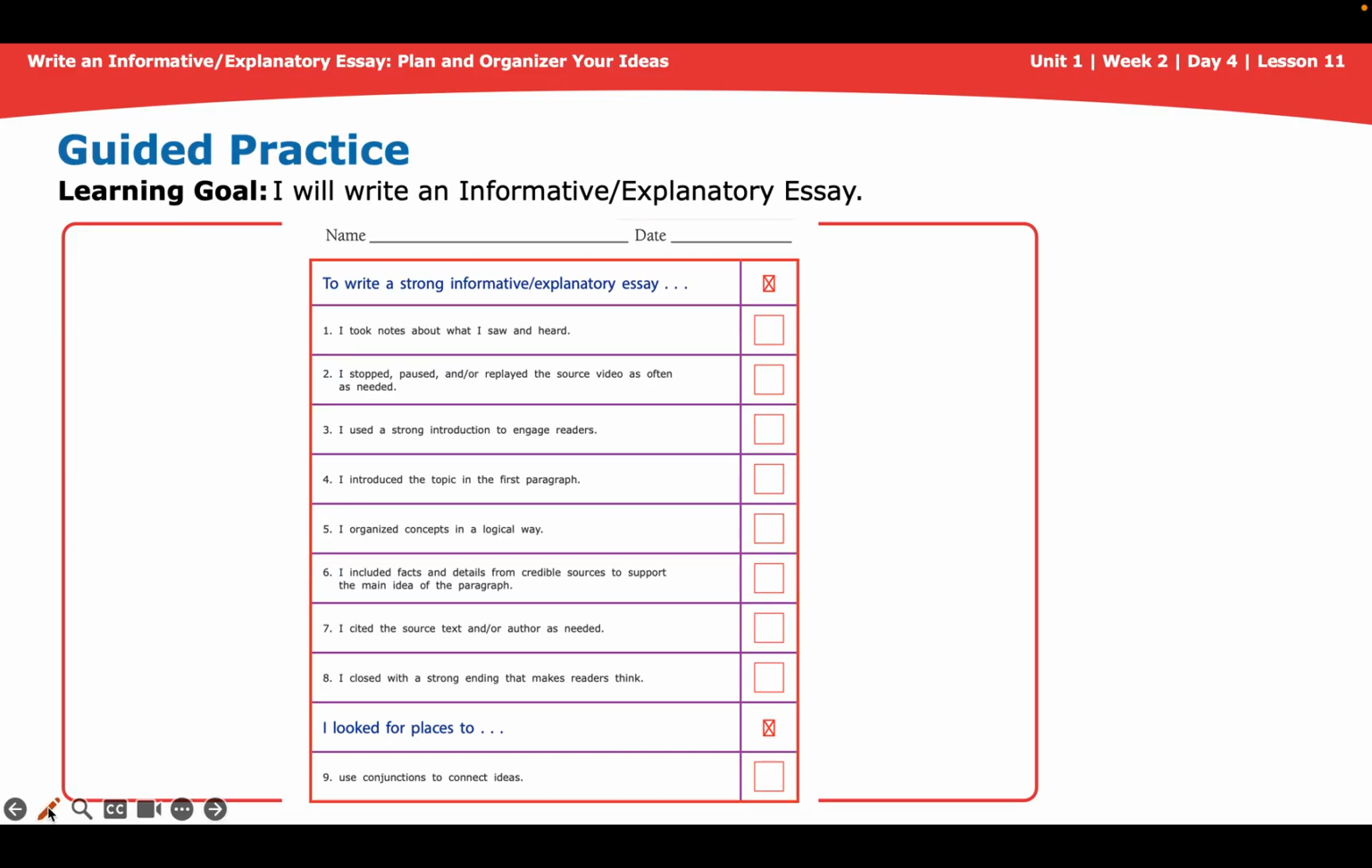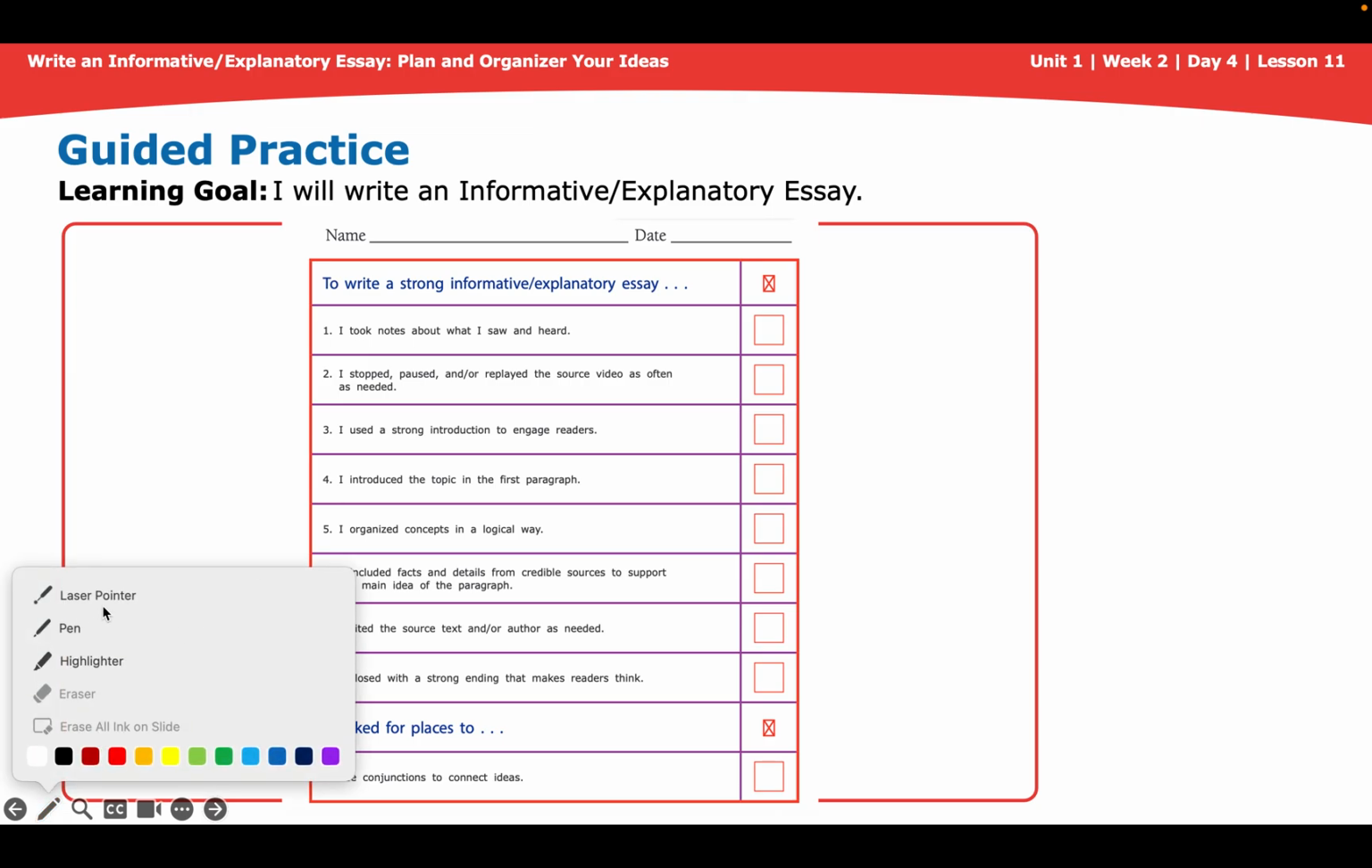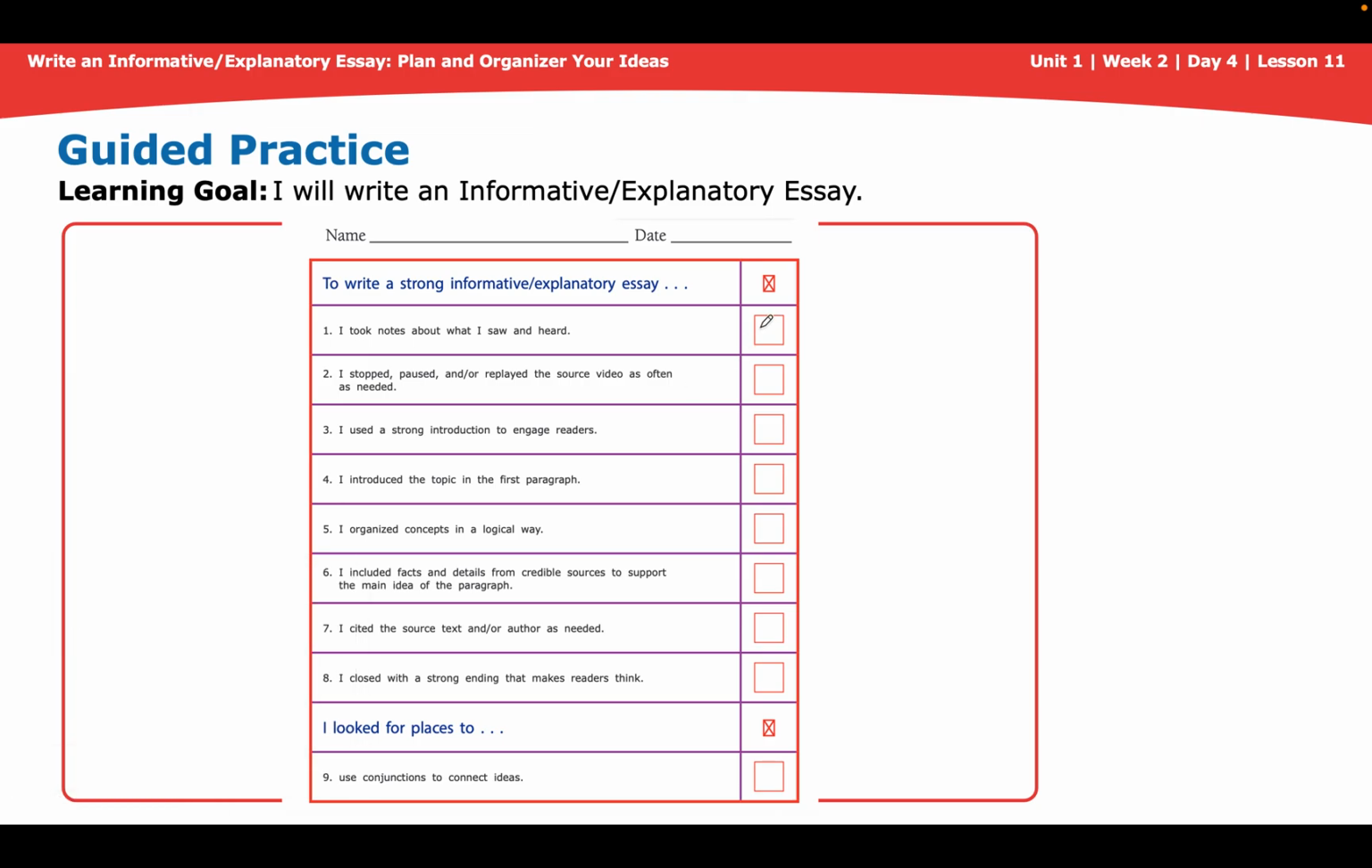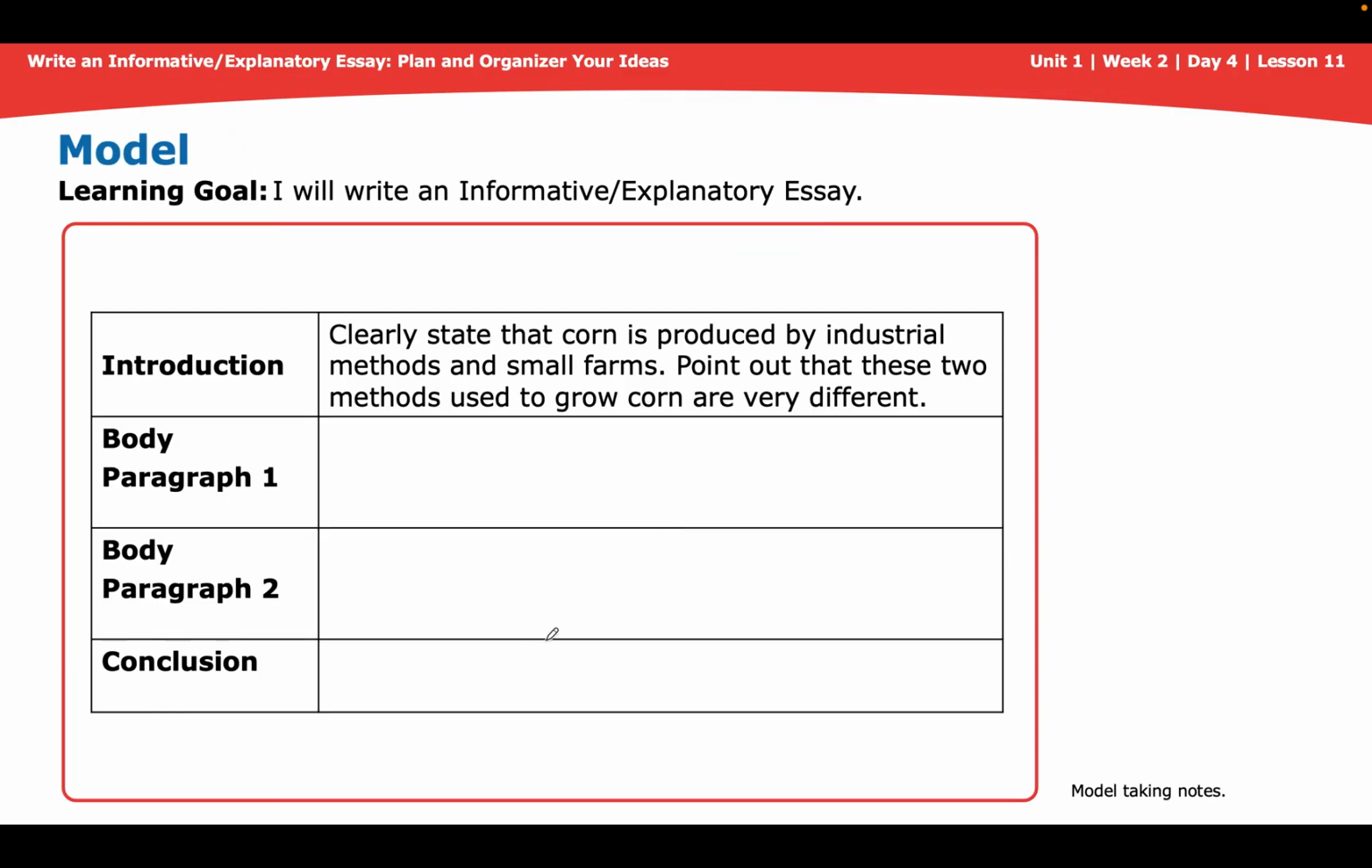We have done a couple of things so far. We have taken notes, so we need to be checking this off. We took notes on what we saw and heard, and you guys should have stopped, paused, and replayed the video sources often. We have not written an introduction yet. We have not introduced the topic in the first paragraph yet. We are now organizing the concepts in a logical way. So that's what you're doing. You're planning this out. What are you going to write about in each of these paragraphs? That's what you're doing today.